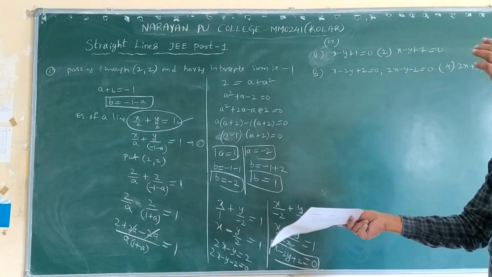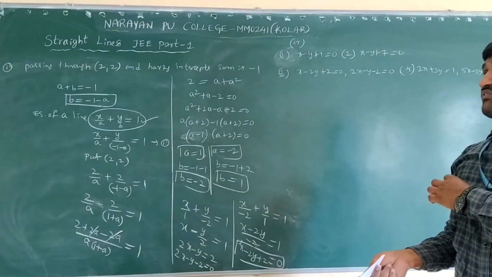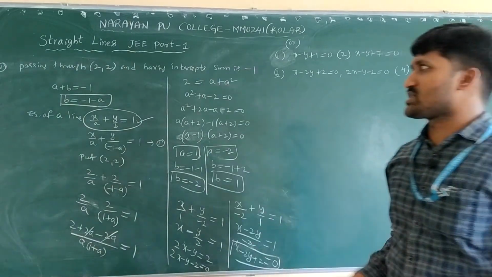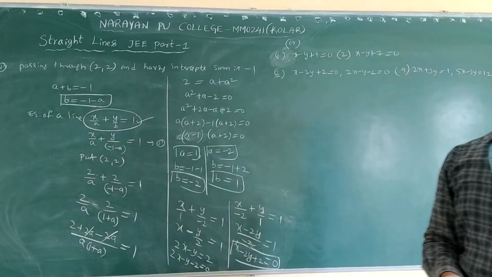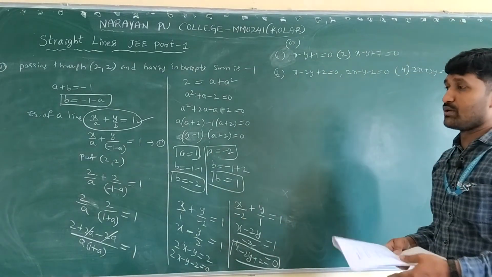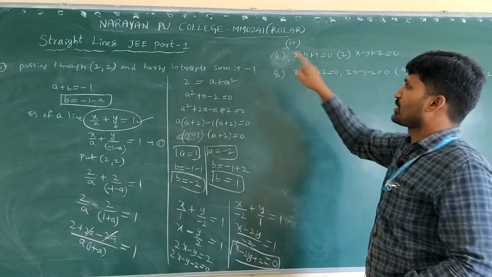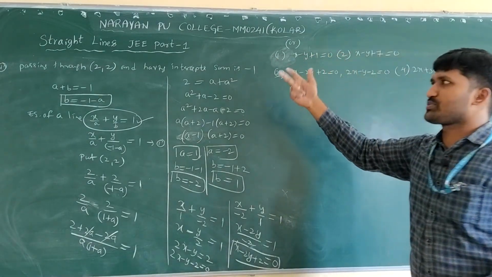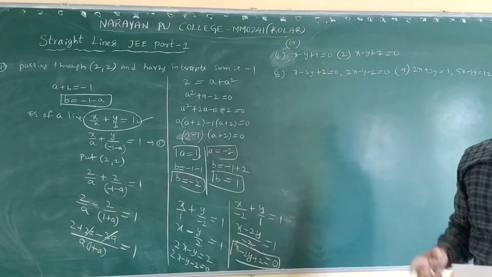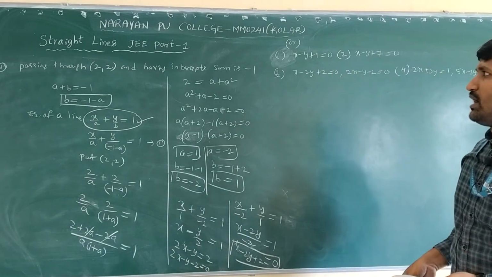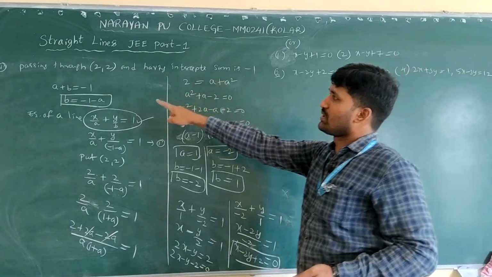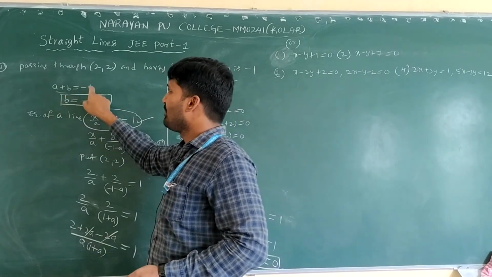This is a general method. It is a little bit lengthy. We can go through verification also, because the point through which the line passes is given, 2, 2. Either I can do it based on passing through the point, meaning substitute that point in each option. Which option will satisfy the line equation? That is the correct option. Otherwise, we can verify with the sum of intercepts being minus 1.